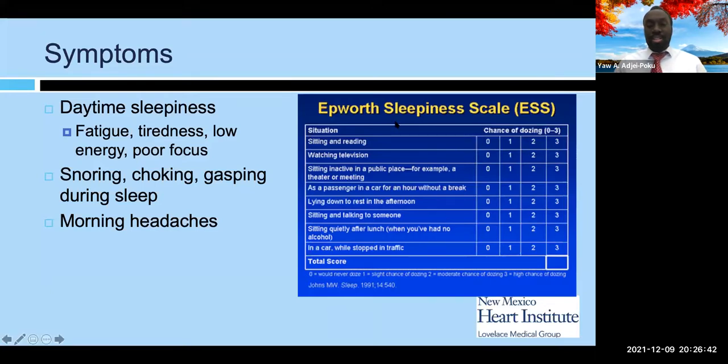This is a sleepiness scale, which looks at the likelihood that you may fall asleep doing any of these particular activities, such as sitting, reading, watching television, sitting in a public place, as a passenger in a car, laying down. You rate your chance of dozing from 0 to 3, with 3 being a high likelihood of dozing and 0 being a 0 chance of dozing off. If your score is high, you may need to talk to your primary care physician about sleep apnea.